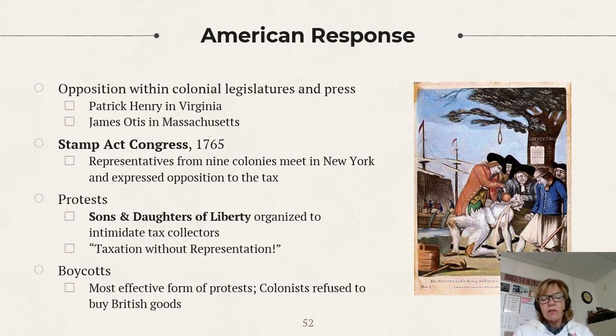There's also the Stamp Act Congress. Now, this is the second attempt at unity. So here, representatives from 9 of the colonies meet in New York and express opposition to the tax and try to figure out what their plan would be to coordinate their opposition to that. Then there are protests. Some of them were pretty radical, like the one on the right here.